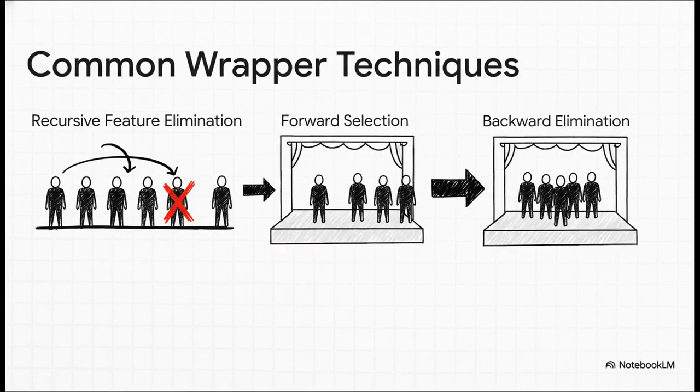Some popular techniques you'll see here include recursive feature elimination, or RFE. That's where you start with your full cast and then, one by one, you remove the weakest performer. Or you can do the opposite with forward selection, where you start with nothing and add your best actors one at a time. And of course, there's backward elimination, which starts with everyone and whittles it down.